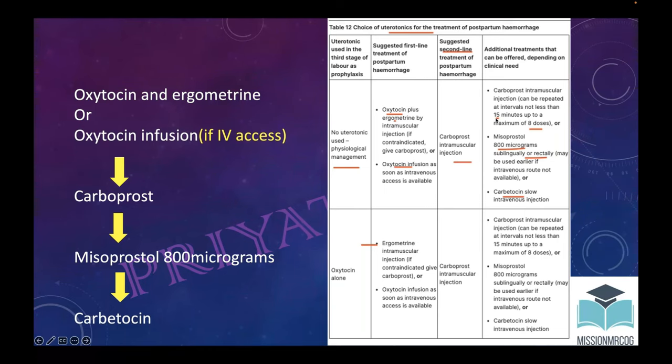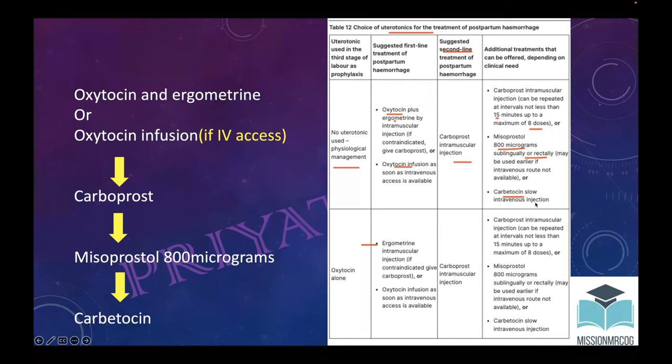And third line will be misoprostol, 800 micrograms either sublingual or rectal, and it may be used if IV access is not there. If you find a question where the patient has no IV access, in that situation misoprostol can be used early also. Carbetocin will be at the end and it is a slow IV injection.